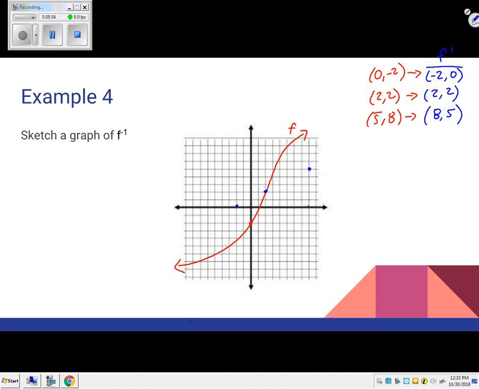Might need a few more points. Let me come down here and get some negative points. Right here looks like a good one: negative 3, negative 5. Again, use my idea of flip-flopping those. So in my mind, I'm thinking negative 5, negative 3 for f inverse. Kind of getting more of the shape down, I hope. Yeah, I like that point.